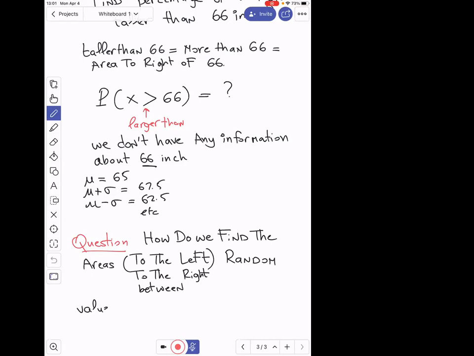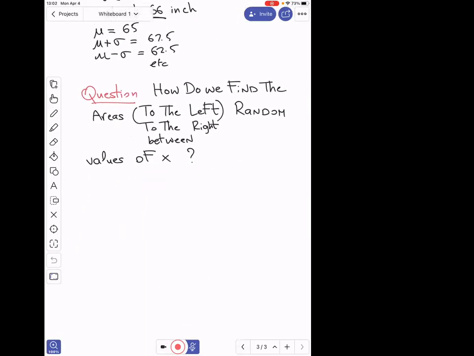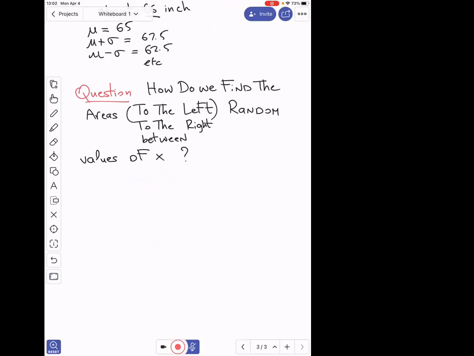Random values of x. Okay. Because again, this 66, it's not my mean. It's not my mean plus standard deviation. It's not my mean minus the standard deviation, right? So I don't have any information about the area between this 66 and the other values, right? So to answer this question, we're gonna move to the next section.